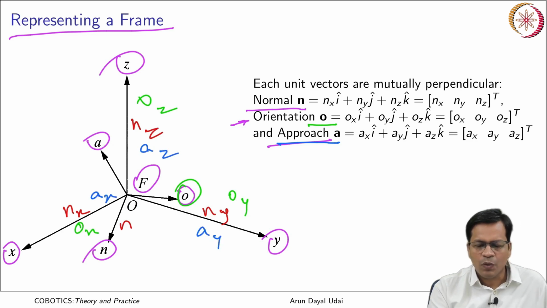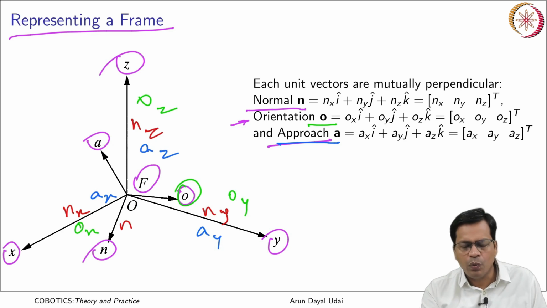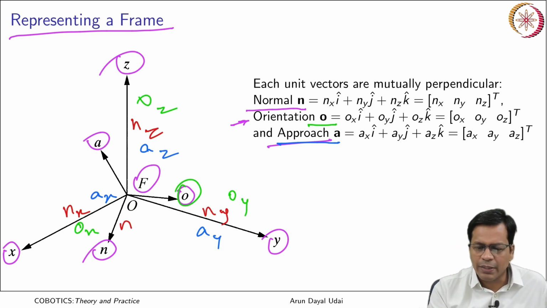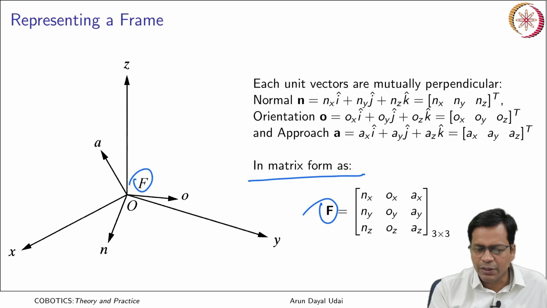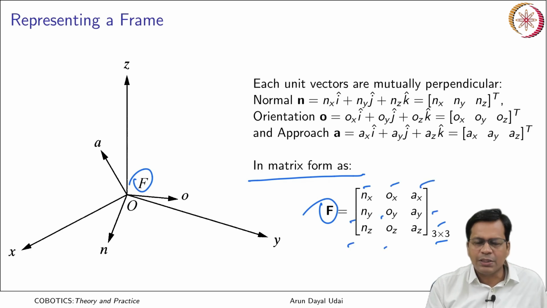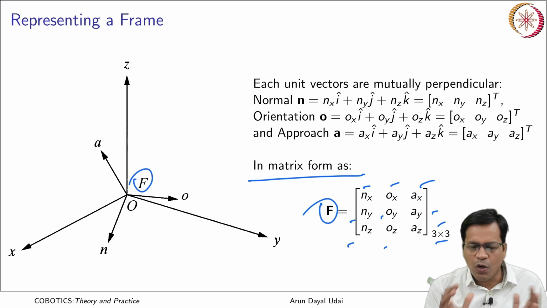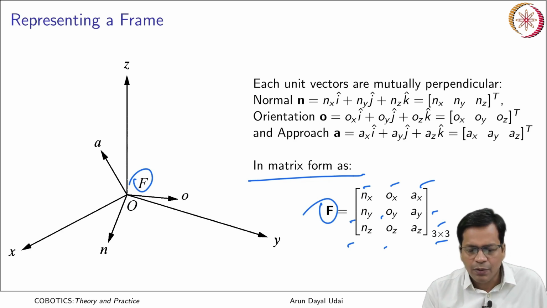So these are the projections of NOA along 3 orthogonal directions. So that finally gives me 9 elements to fully define this. So effectively in matrix form it can be written as a frame over here, and because it is a 3 cross 3 matrix, it is in bold capital. So you see it is nx, ny, nz, ox, oy, oz, ax, ay, az. So these 9 elements finally would form the matrix and finally the frame.